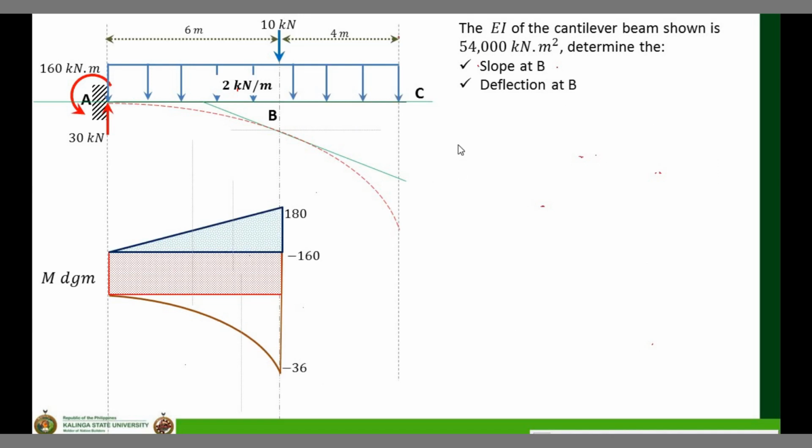If I'm going to look at my free body diagram, the deflection at B is this point, that distance. From point B originally, then from your elastic curve, it has moved due to your 2 kN per meter load. That is the deflection at B. So, how will I get my deflection at B?